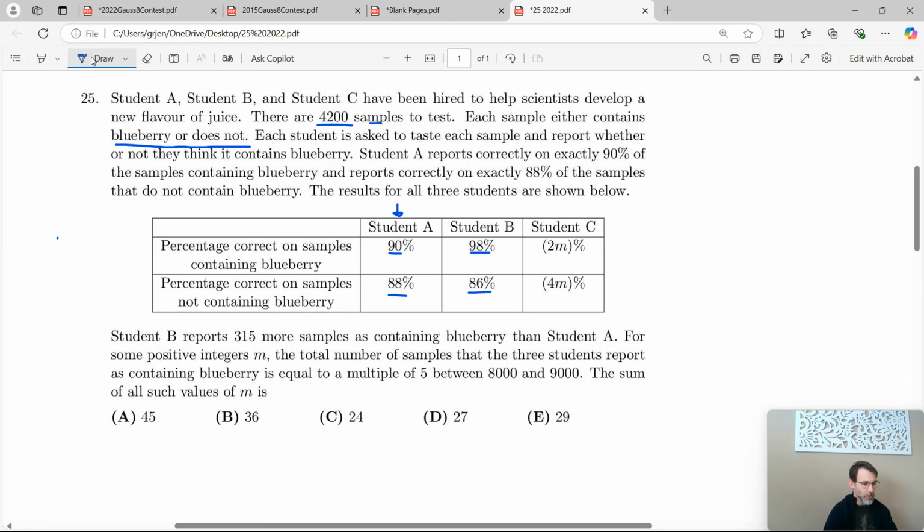Okay? And we know that student B reports 315 times more than student A. At the end of the day, we're going to be interested in the amount of times student A, B, and C all reported at the same time, but I don't want to get into that quite yet.